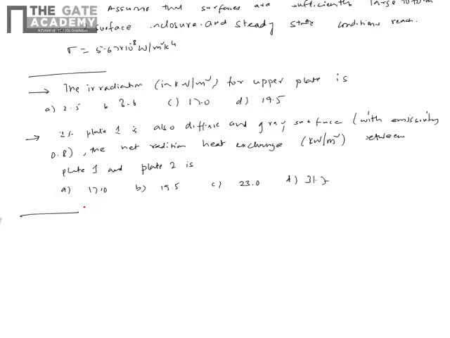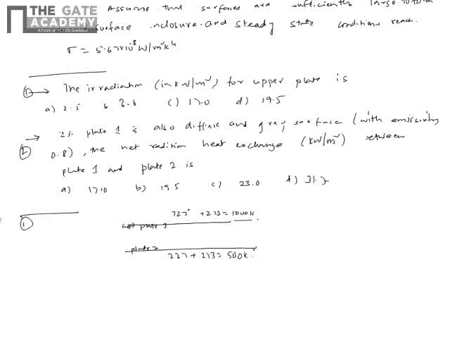Okay, so there are two questions. Let's first do question number 1. You have the upper plate, plate 1, being the black surface and warmer, so 727 degrees Celsius plus 273 makes 1000 Kelvin. And the bottom plate, plate 2, is at 227 plus 273, which is 500 Kelvin.